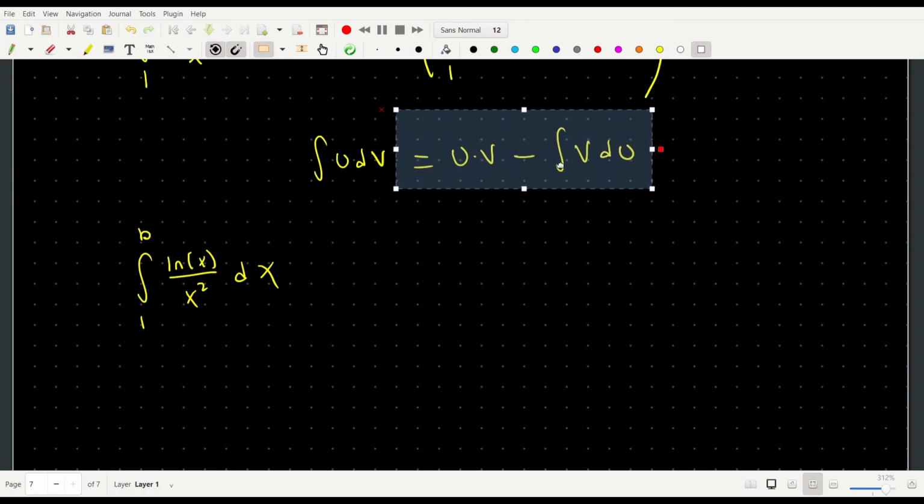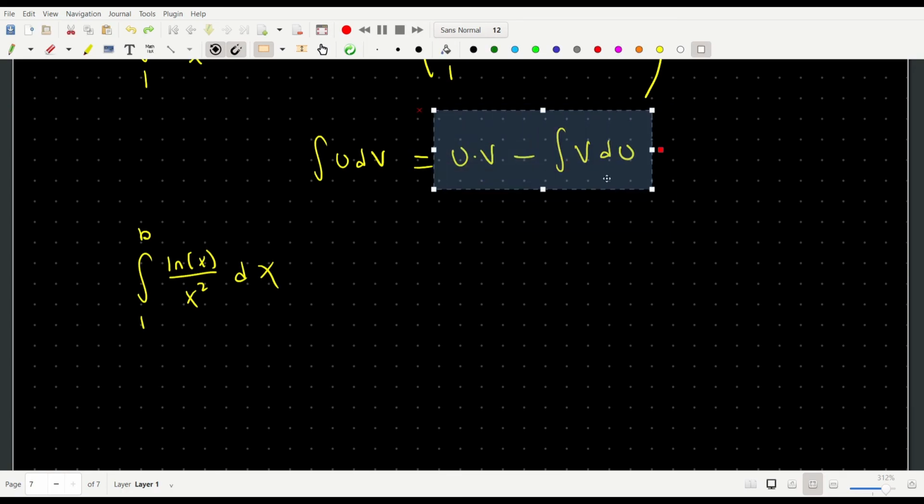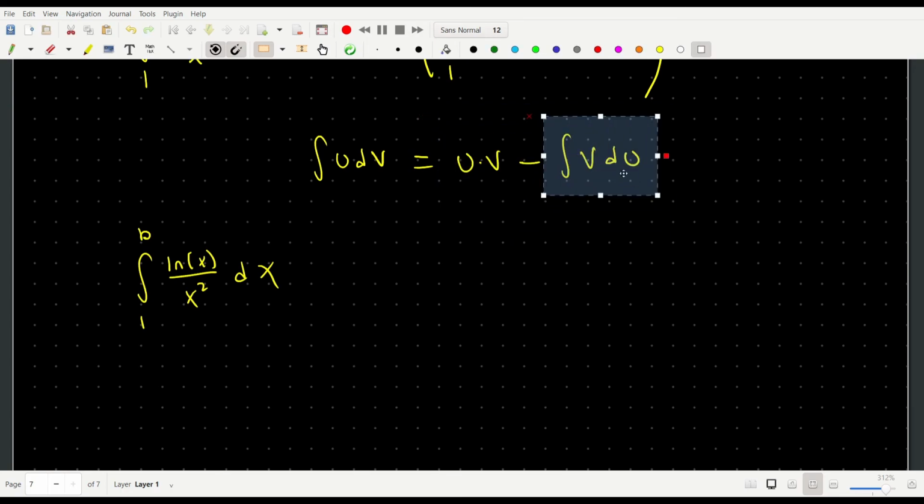So the idea is that this changes a little bit when we have bounds of integration. It doesn't really change, it just gets a little bit more detailed here.